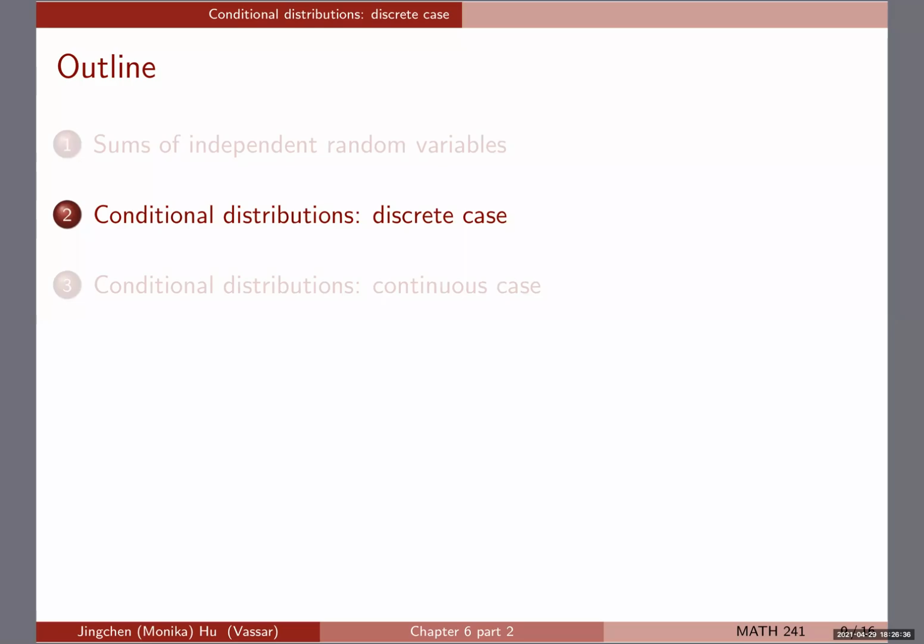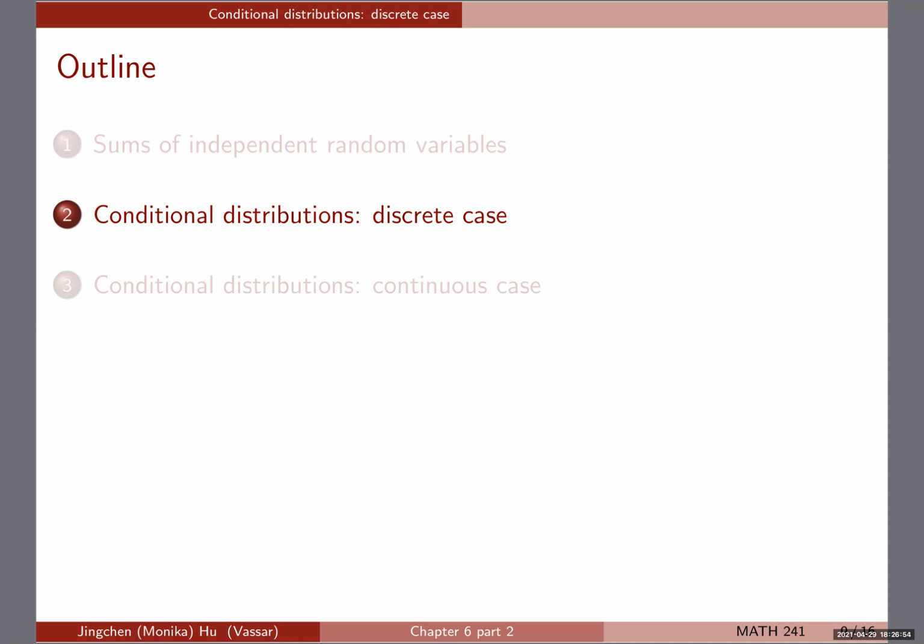Now let's talk about conditional distributions. We talked about conditional probability early on, in chapter 2, chapter 3-ish. Then later we learn a lot of different distributions and their properties. So we are ready to talk about conditional distributions, and in particular in the context of when they're independent.